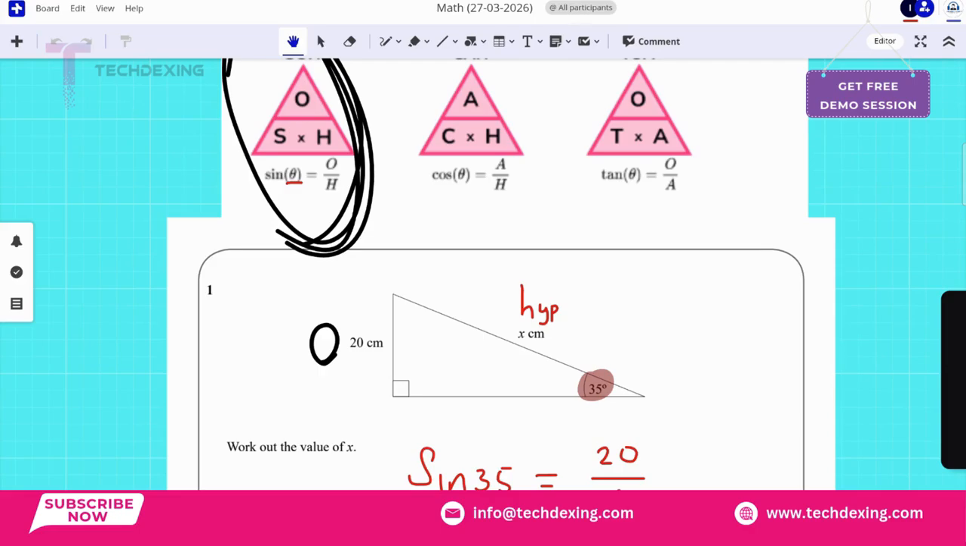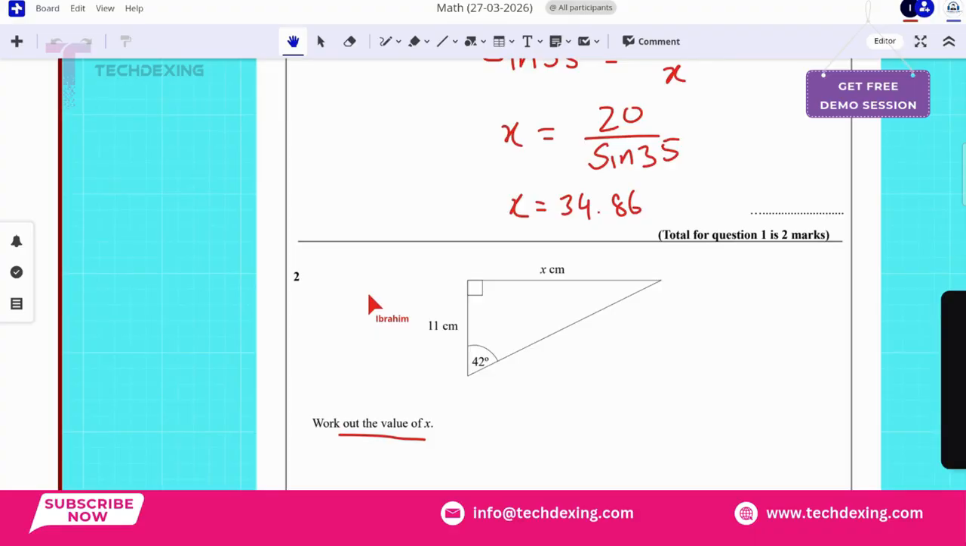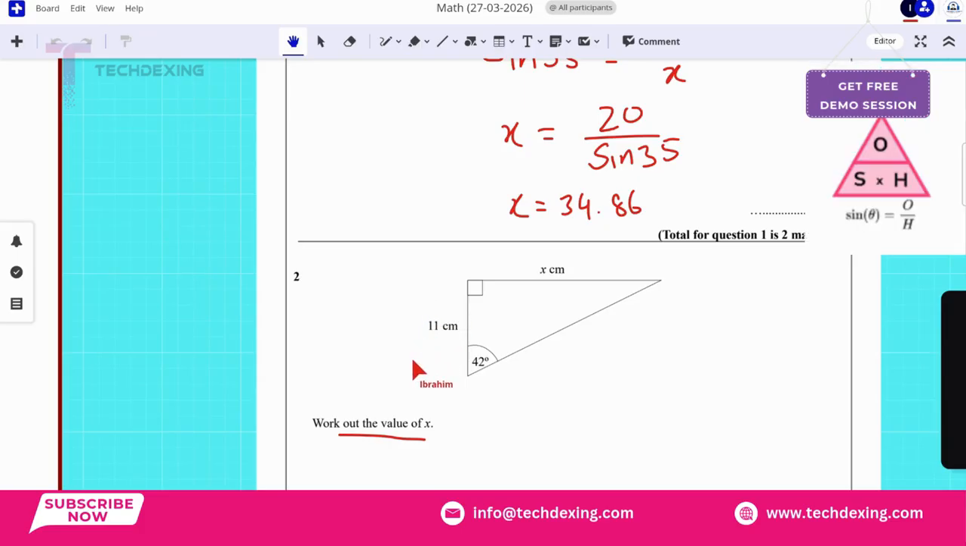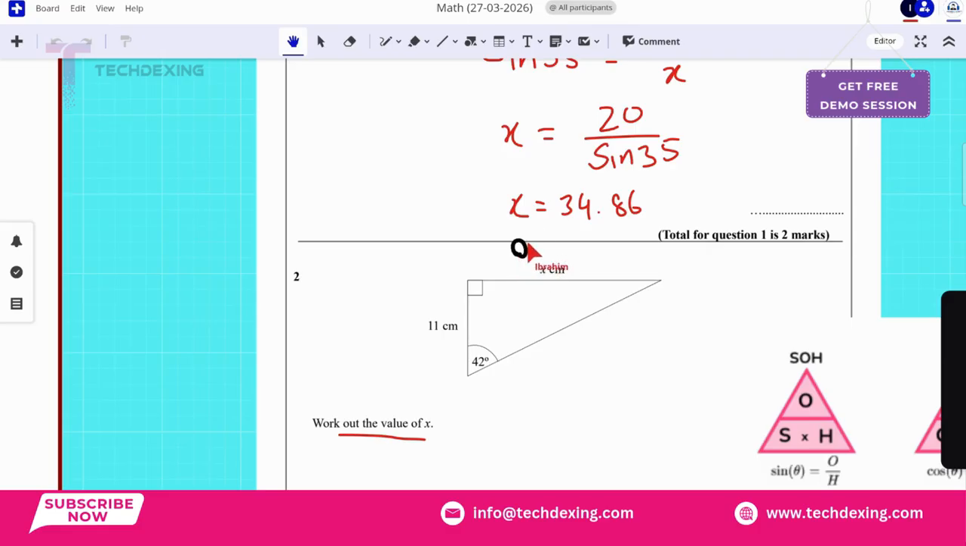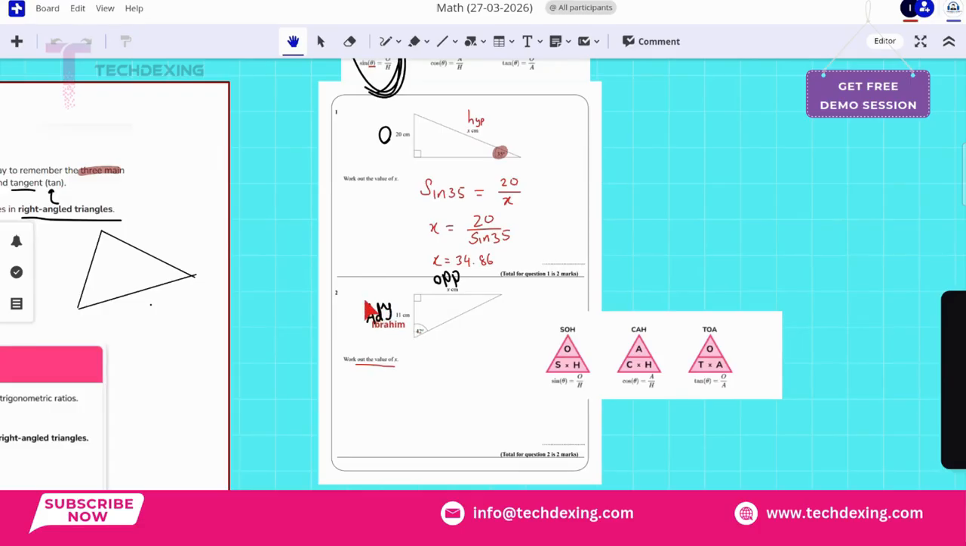Okay, let's move on to the next question. Over here, it says work out the value of x. Now we need to identify the sides. This is opposite. This is adjacent. So it should be tangent. Opposite and adjacent. Perfect.